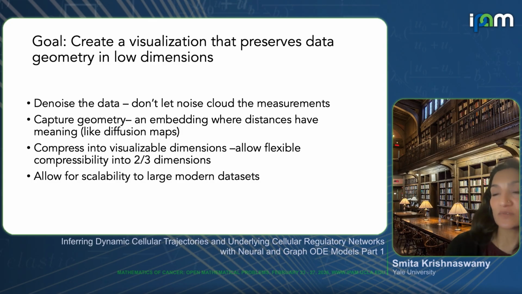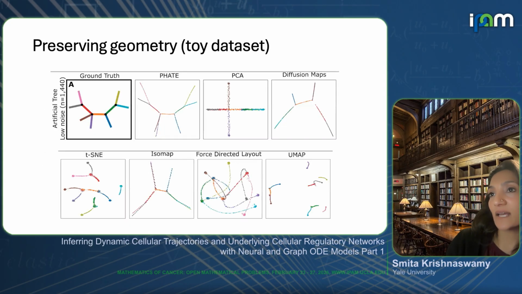Some of the considerations we had were that this data is hugely noisy. We don't want the noise to cloud the shape of the data. We want to have some kind of geometry in our latent space so that the distances have some kind of meaning. We want to be able to compress it into low dimensions. And we want to allow scalability to large modern data sets.